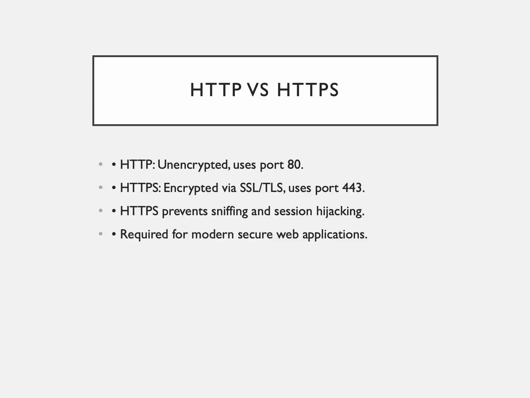All right, and the last thing I'm going to go over is just a little tidbit. HTTP versus HTTPS. It's super important to understand why HTTPS is required. So for HTTP, it is unencrypted and it runs on port 80, which makes it vulnerable to any sniffing or session hijacking. And HTTPS, on the other hand, will encrypt traffic using TLS or SSL running on port 443. So because of this, HTTPS prevents attackers from intercepting sensitive data and is required for any secure modern web application.